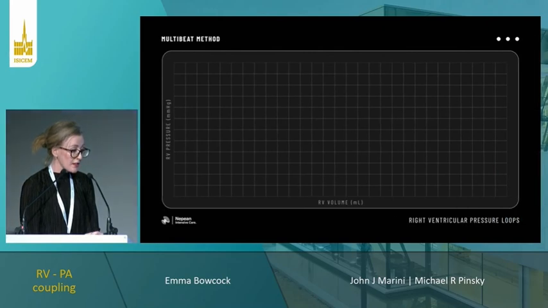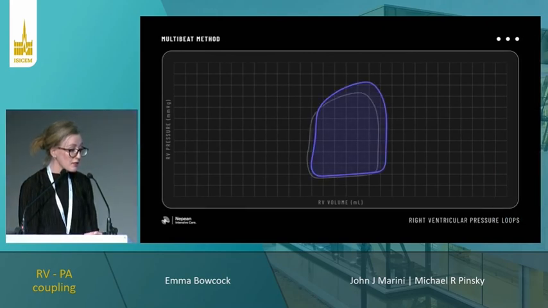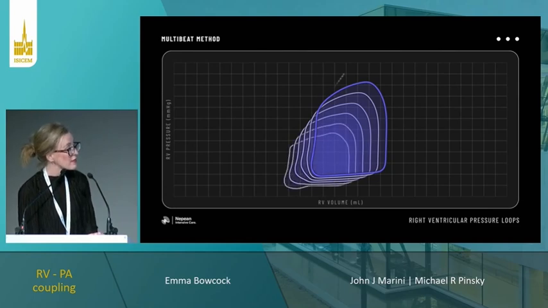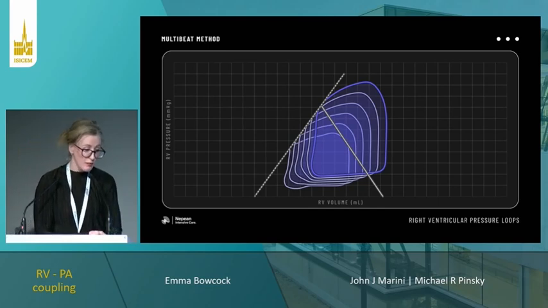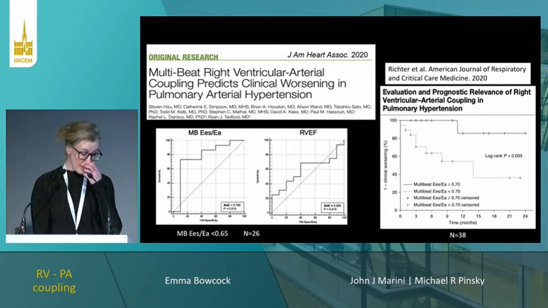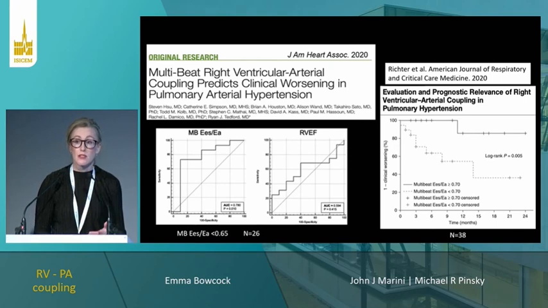So what this does is enables a series of curves, or a family of curves, and then it's the slope of these end systolic points which make the end systolic pressure volume relationship and the effective arterial elastance line, and we can calculate RV-PA coupling. And this multi-beat method has been shown to have prognostic significance.